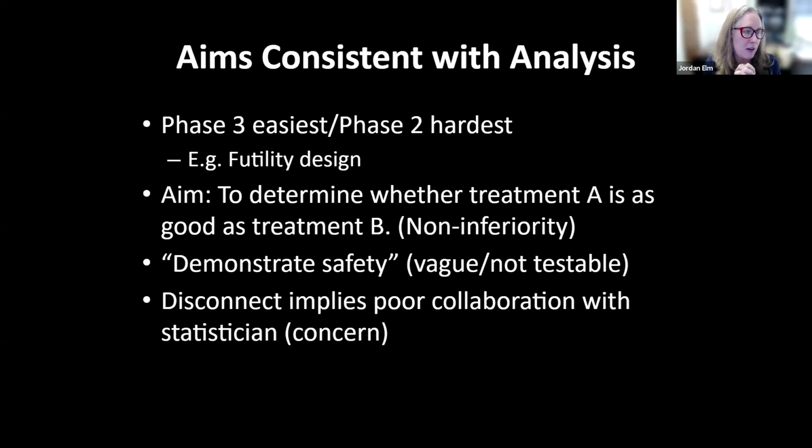If you don't have consistency between the aims page and the statistician, it kind of implies that you don't have a very good correlation or collaboration with that statistician. So it can be a little bit concerning.